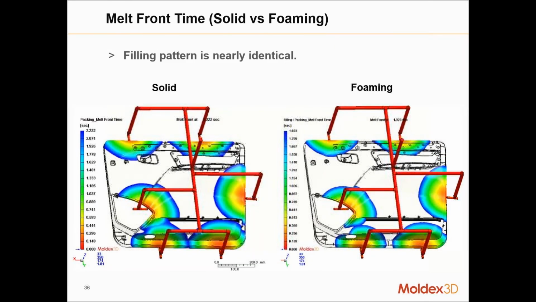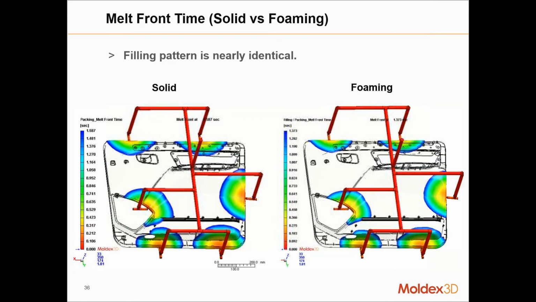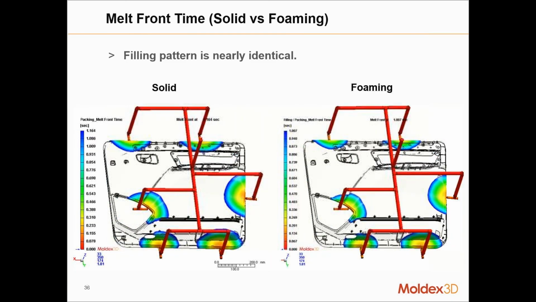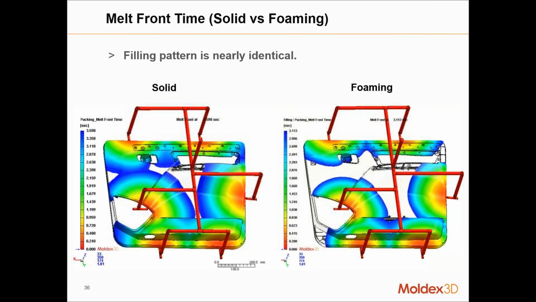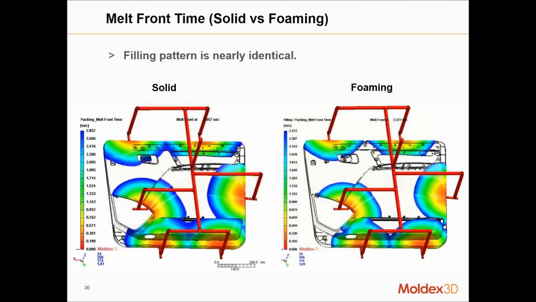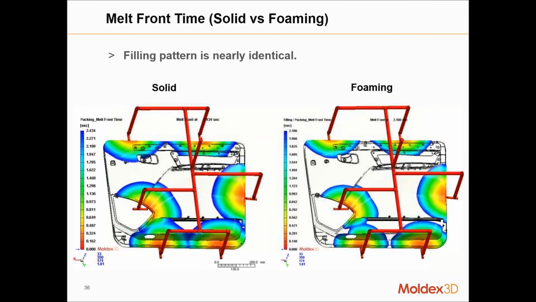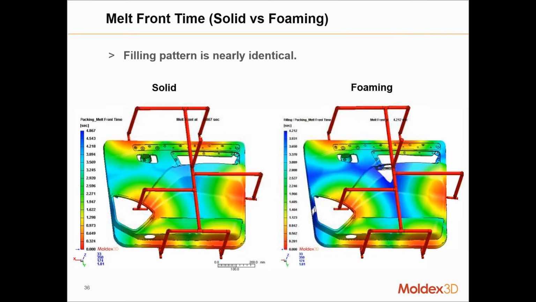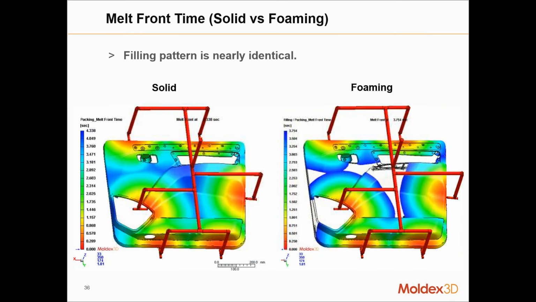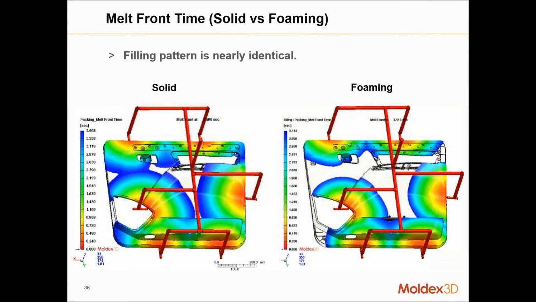So what you see here is a comparison of your flow front progression. On the left-hand side is a simulation run without foaming, while on the right-hand side, it is with foaming. Now, what you observe here is that there is no sequential valve gating done. All the gates are opening at the same time. And again, this is just for demonstration purposes. Of course, in reality, if this was a Class A surface, you would not have all the gates opening at the same time.